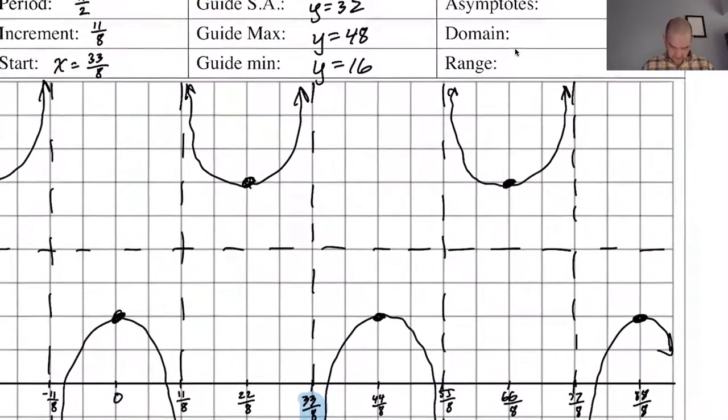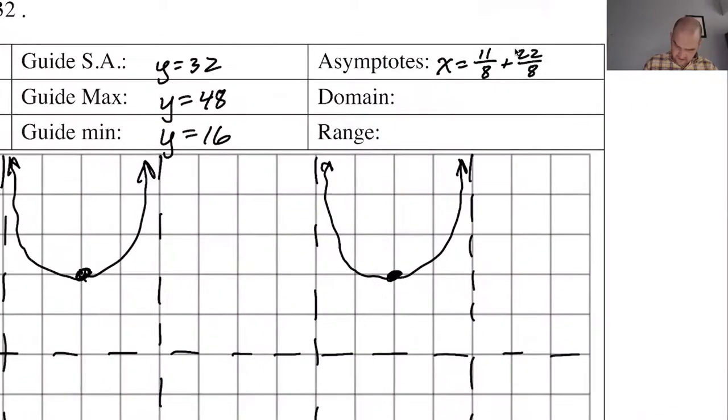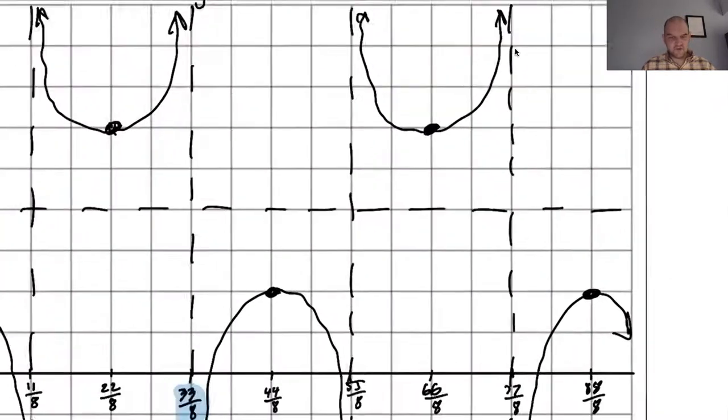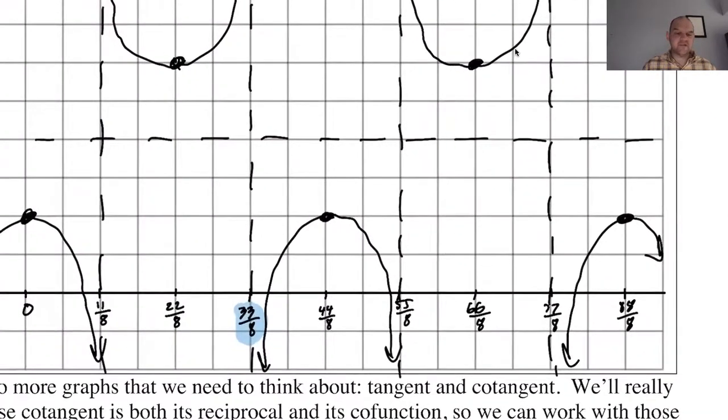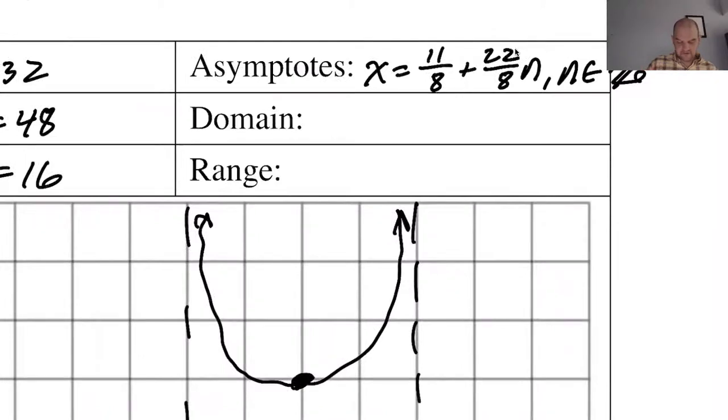So x equals 11 over 8 plus 22 over 8 n, where n is an element of the integers. Let me just check that one more time. So 11, and if I add 22, I get 33. If I add 22, I get 55, and there are asymptotes at all those. So that seems good. That's good for my graph, at least.